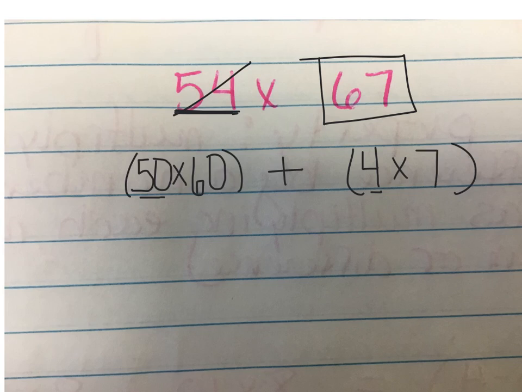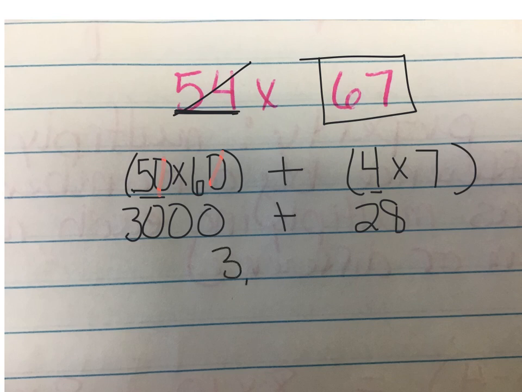So when I multiply, I think, okay, I have 1, 2 zeros. So I'm going to drop down 2 zeros, and then 5 times 6 is 30. I have 4 times 7, 28, and my answer should be, oh, trying to just rewrite 3,000, that's not right. My answer should be 3,028 when I add them together.